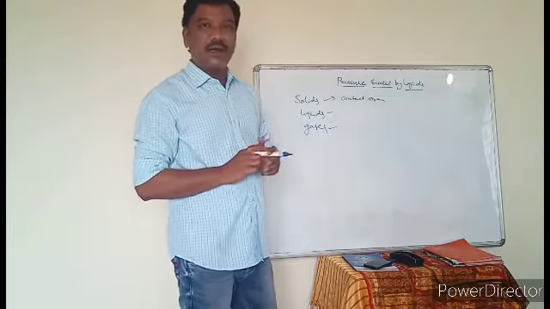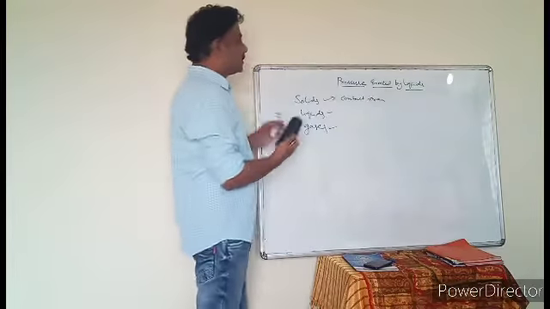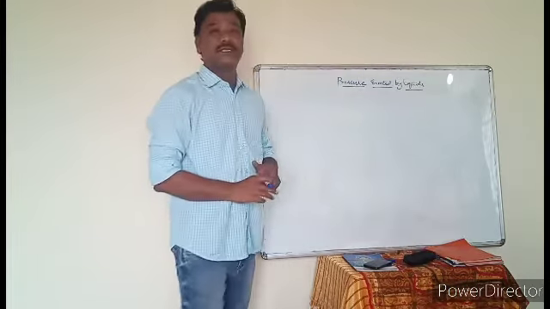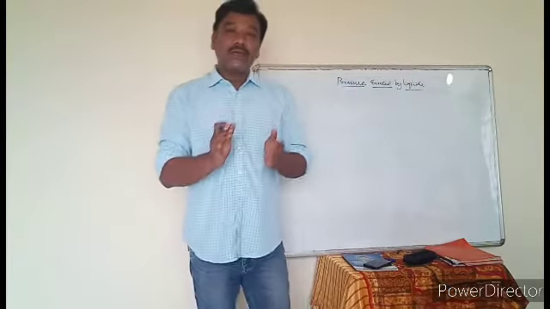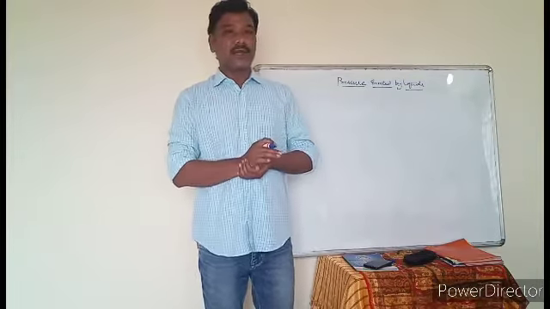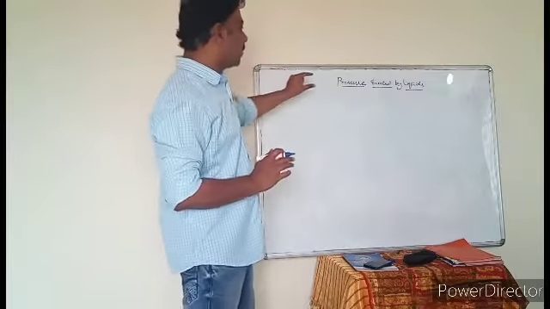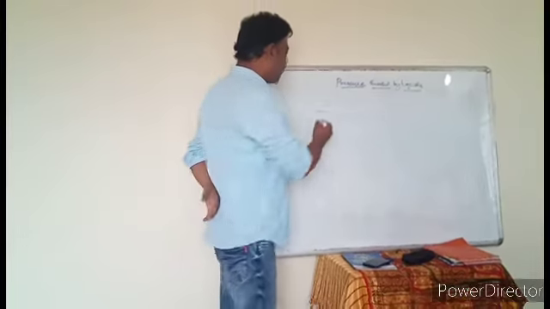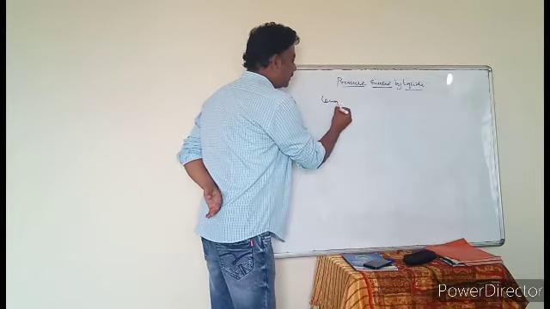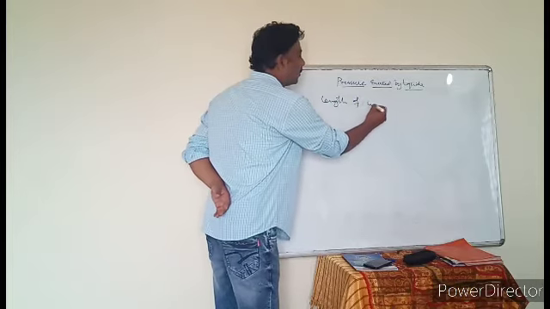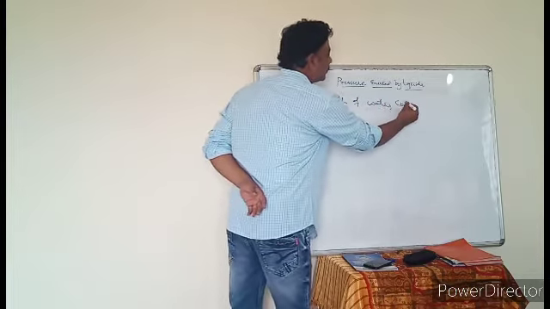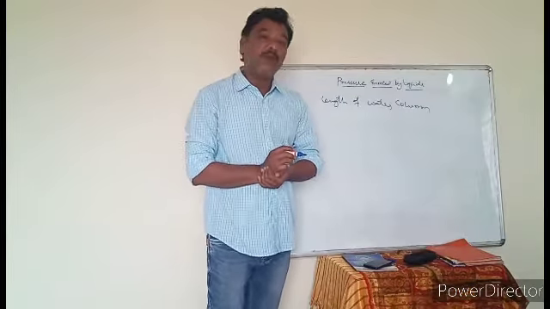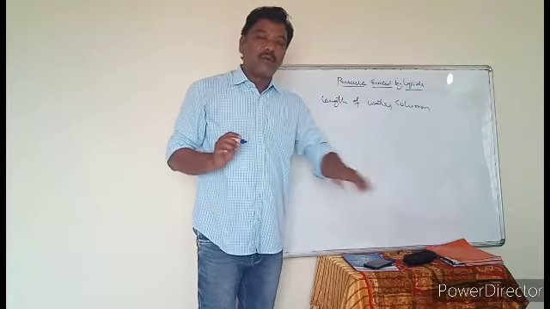That is the topic we are discussing now: pressure exerted by liquids. How do liquids exert pressure, and how can we measure the pressure exerted by liquids? Now come to the point. The pressure exerted by liquids depends on the length of the water column. What is meant by the length of the water column? The depth of the water. What is that?